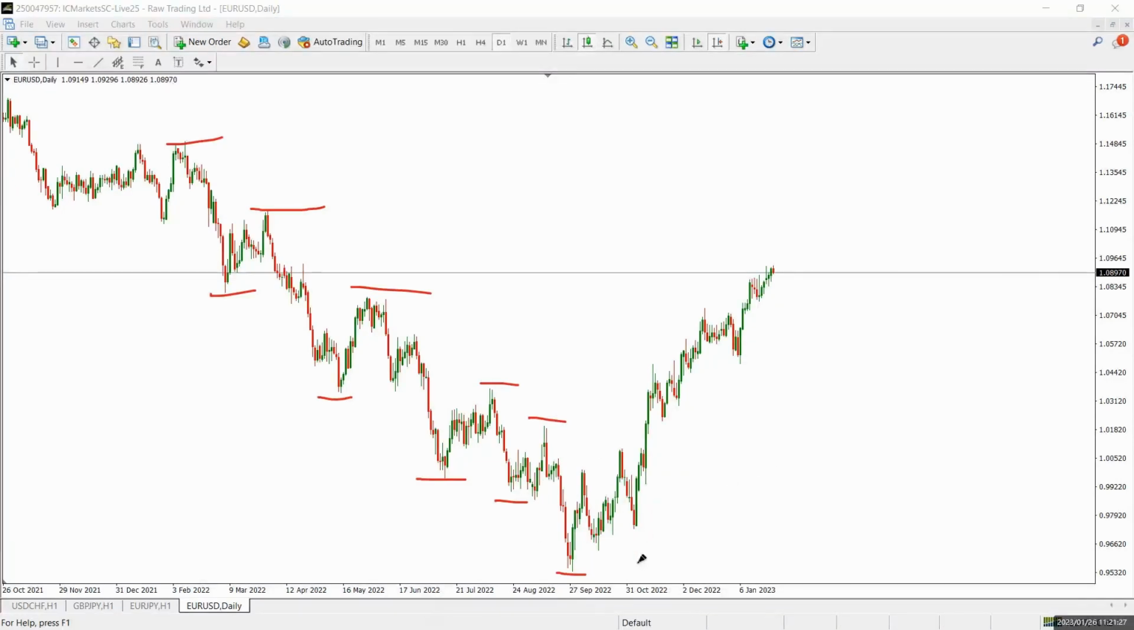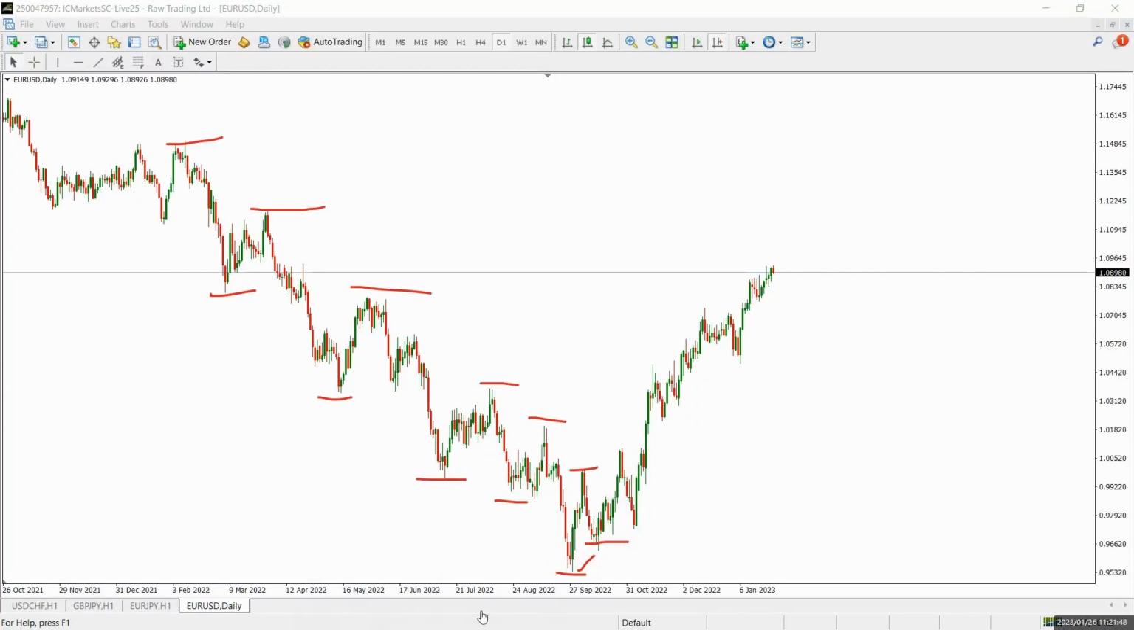So I said that we have a lower high right here. Then what did happen right here? I saw the formation of a new low, which is what? Higher than the previous low. Can you see? So this low is higher than this previous low.